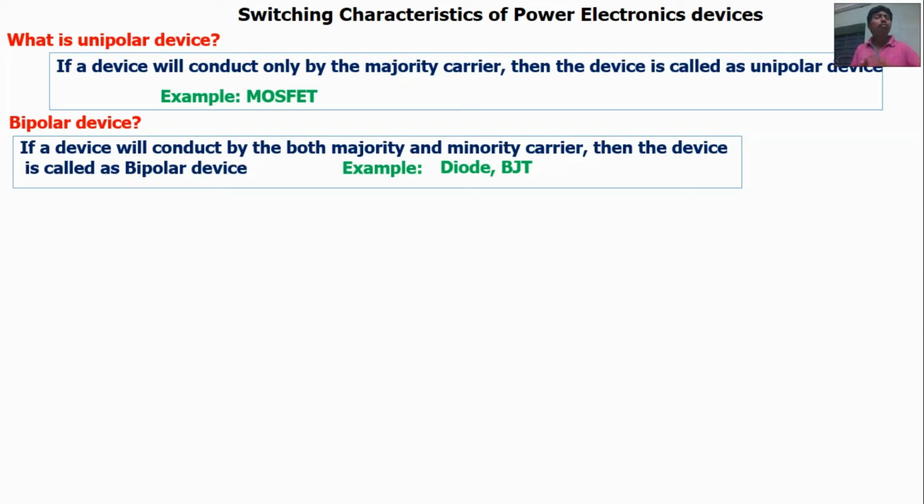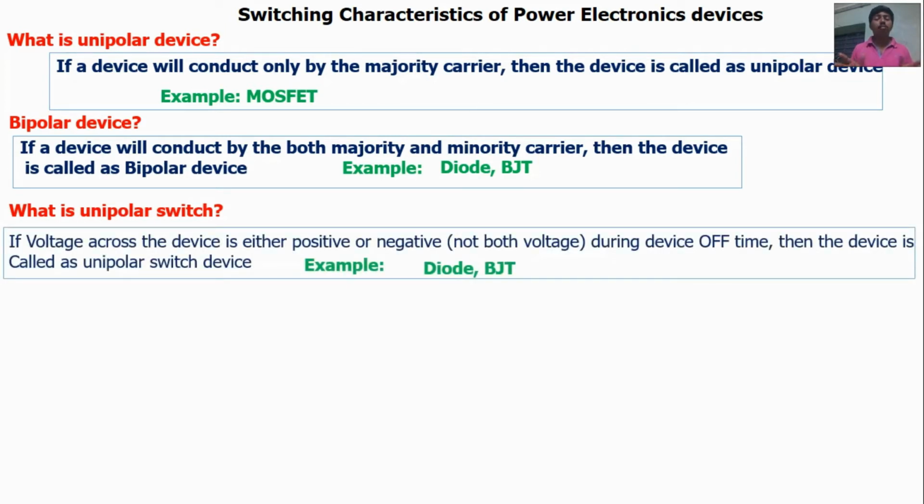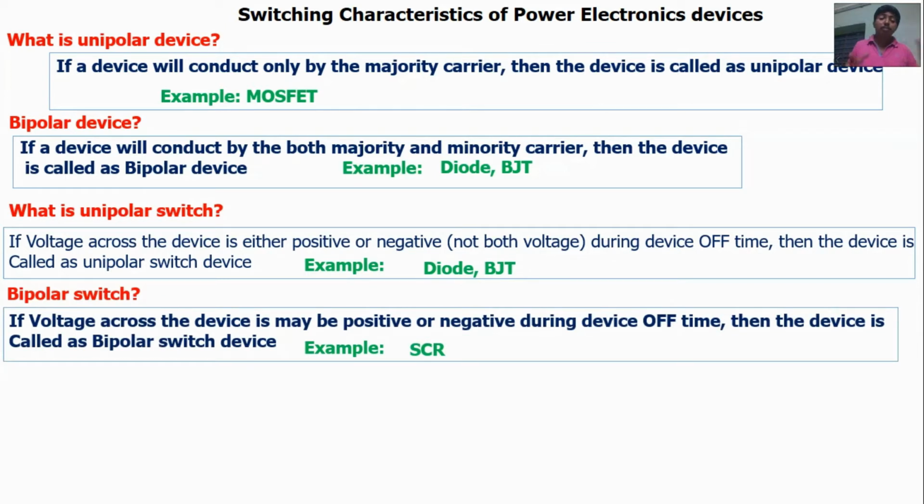But the definition is different in power electronic device concepts. So the unipolar device in the power electronic concept is defined as: if the voltage across the device is either positive or negative, not both, during off time, then the device is called a unipolar switch. Example, diode and BJT. Later we will discuss why the diode and BJT are unipolar devices. Okay. The bipolar switch is: if the voltage across the device may be positive or negative during off time, then the device is called a bipolar device. Okay, positive voltage and negative voltage both are possible during the device off time. Then the device is called a bipolar switch, bipolar device.